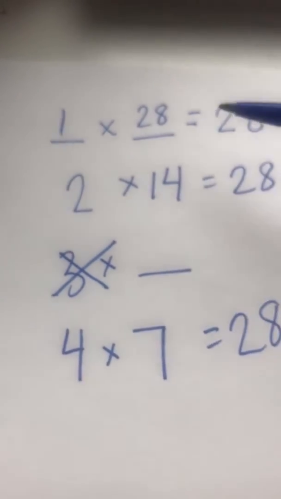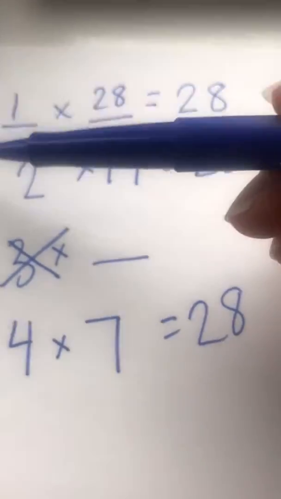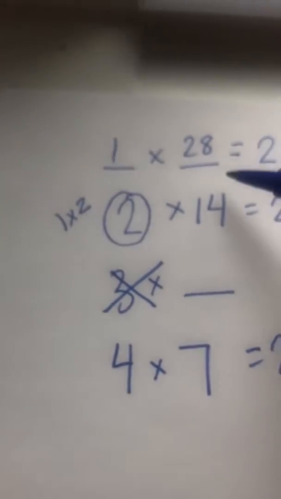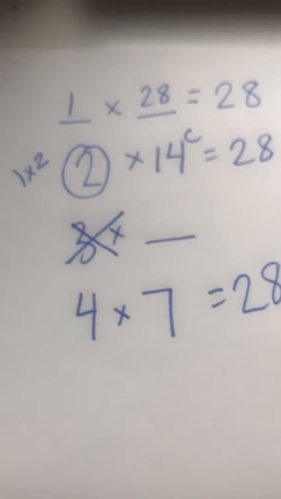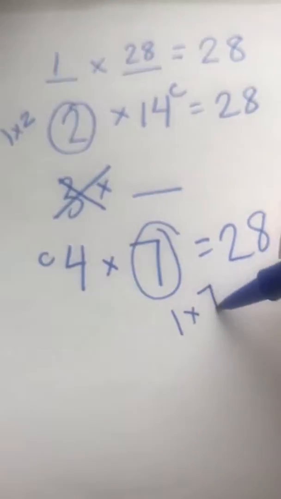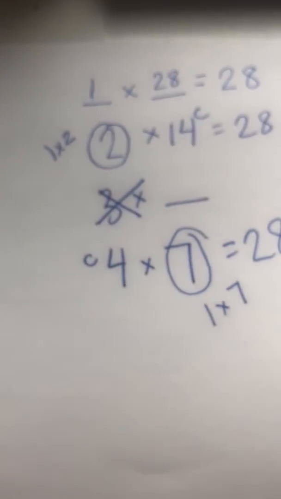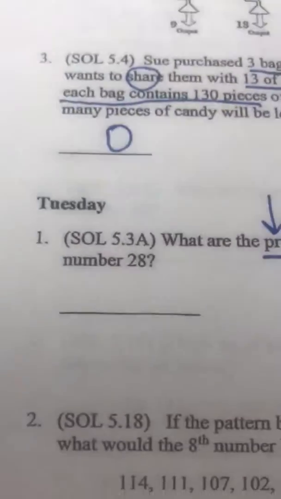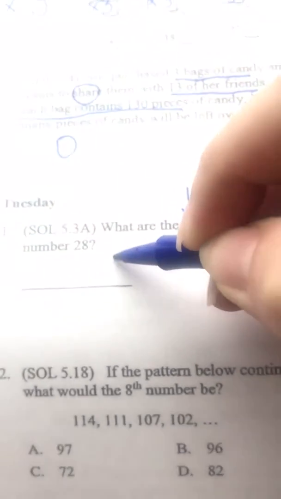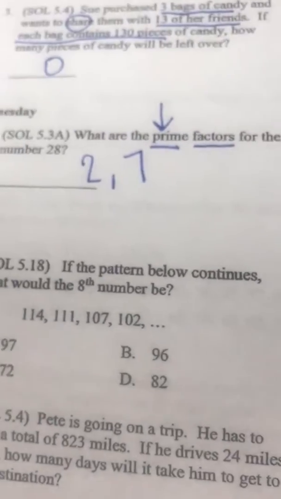1 is neither. 28 is composite, obviously, because we're finding factors. 2 is prime. It can only be made with 1 times 2. 14 is composite. It can be made with 1 times 14 and 2 times 7. 4 is composite. It can be made with 1 times 4 and 2 times 2. And then 7 is prime. It can only be made with 1 times 7. So if I did that correctly, for Tuesday, the prime factors are going to be 2 and 7. Okay, everybody with me?